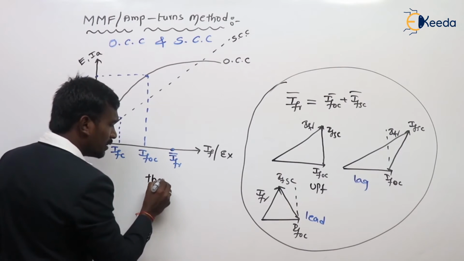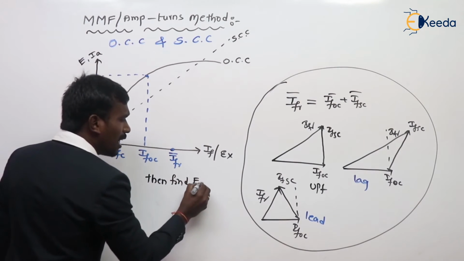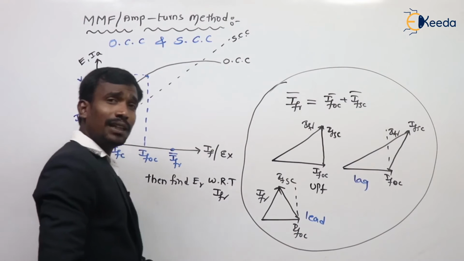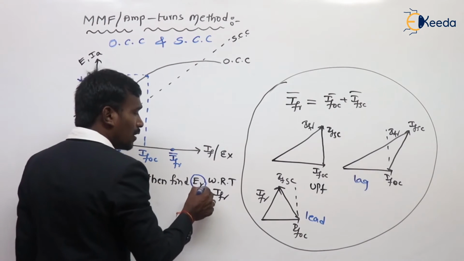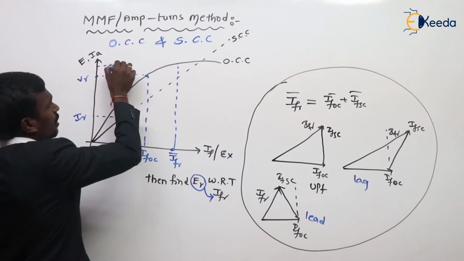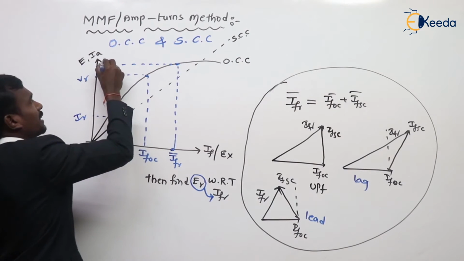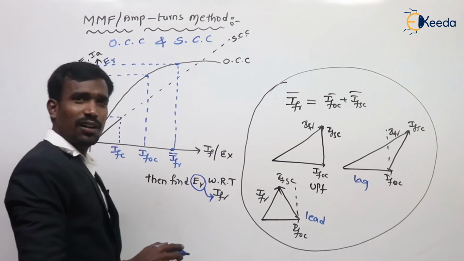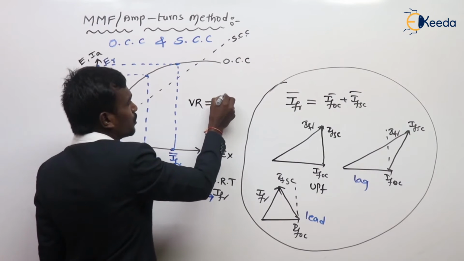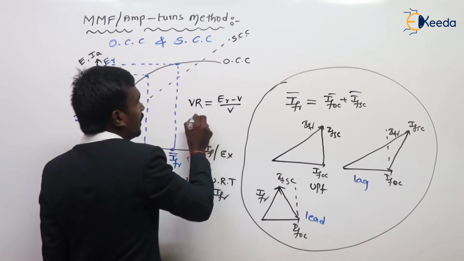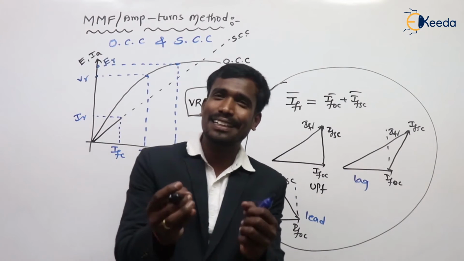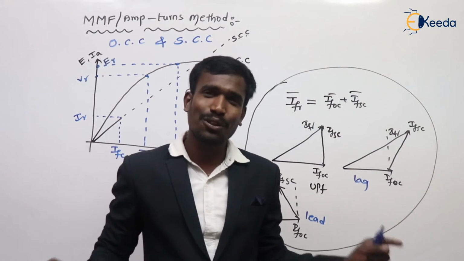Then find ER with respect to IFR. Just analyze the ER for IFR. Then for this IFR, the voltage on the alternator is taken as ER. Calculated. Now voltage regulation is equal to ER minus V upon V. This is the voltage regulation I calculated in the MMF method. Very simple. This is clearly the MMF method.